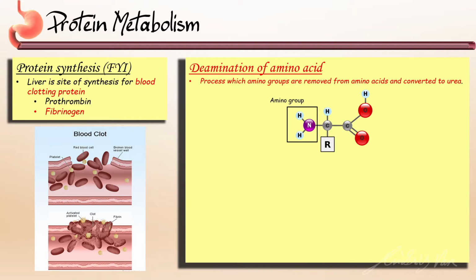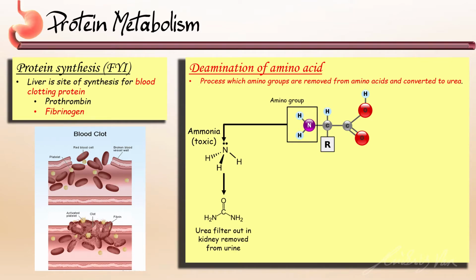Deamination is the process in which the amino group is removed from amino acid and converted into urea. So amino acid only has one amino group, which is attached to the nitrogen. What will happen is, it will be converted into ammonia, which is toxic, but our body is not having any of this. So ammonia will be converted into urea, and urea will be filtered out in our kidney and it will come out through our pee.